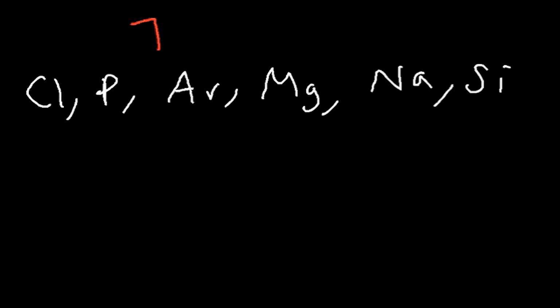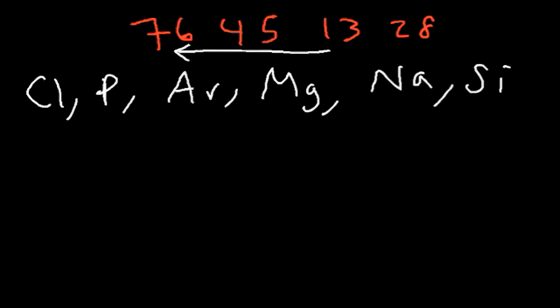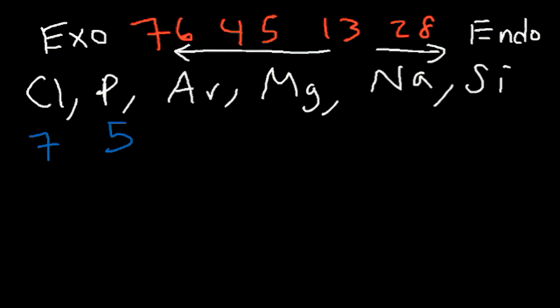Now it helps to know the order: 7, 6, 4, 5, 1, 3, 2, 8. So as you travel this way towards group 7, it's going to be mostly exothermic. Towards group 2 and 8, it's going to be endothermic. So chlorine is in group 7, phosphorus is in group 5, argon is in group 8, magnesium is in group 2, sodium is in group 1, silicon is in group 4.